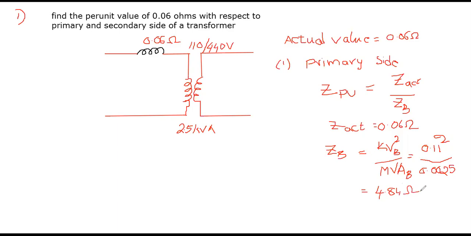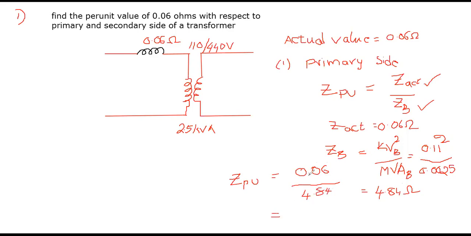4.84 ohms. Now, in order to obtain Z per unit, you will have the information regarding Z actual and Z base. Already you know that Z per unit is equal to Z actual divided by Z base. What is Z actual? Z actual is 0.06 ohms, divided by Z base, which you will get as 4.84.